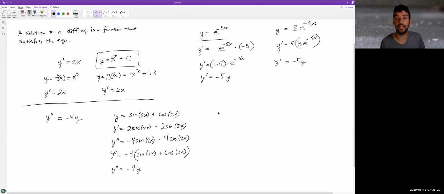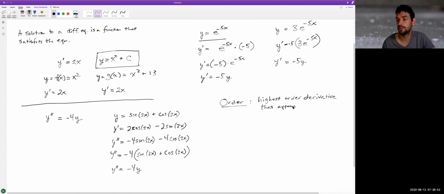I want to also give a little piece of vocabulary here. One word you'll hear around differential equations is the order of the differential equation. And this is just the highest order, the order of a differential equation is the highest order derivative of the unknown function that appears in the equation, right?